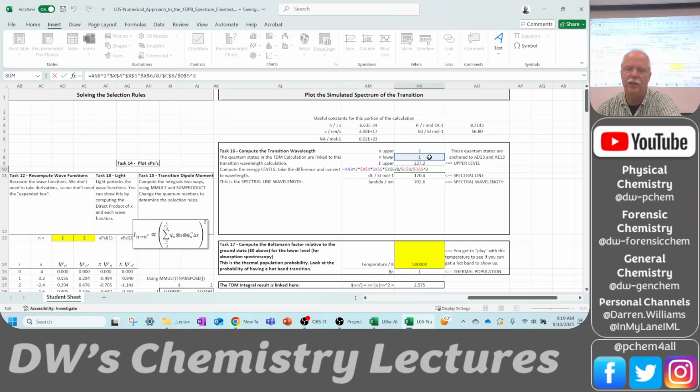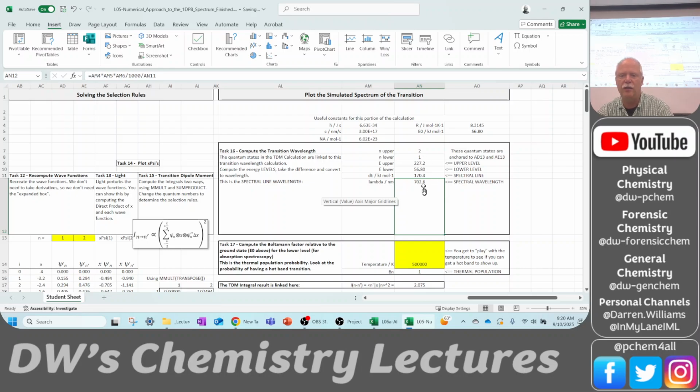This is the analytical energy for state 1. Here's the delta energy, the change in those two energies. And then here is converting it to wavelength. So we convert that over to wavelength in nanometers. All right, so that's our transition location. That's where our peak will show up, at 702.6 nanometers.